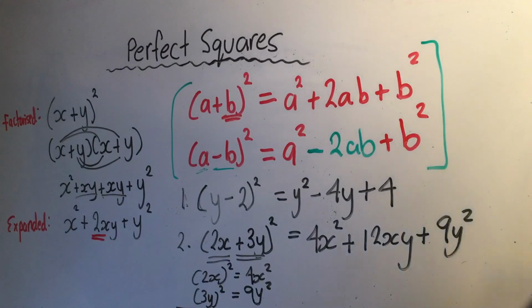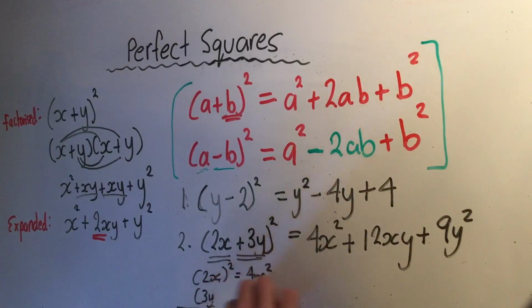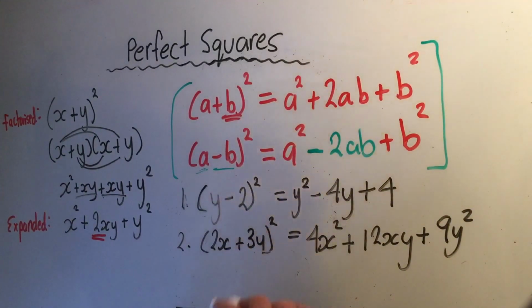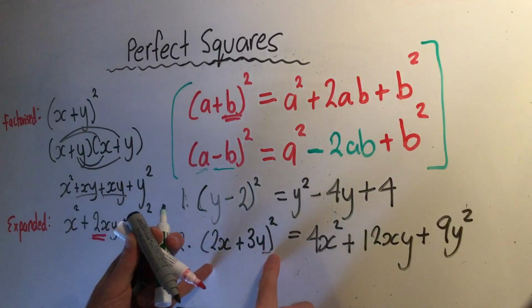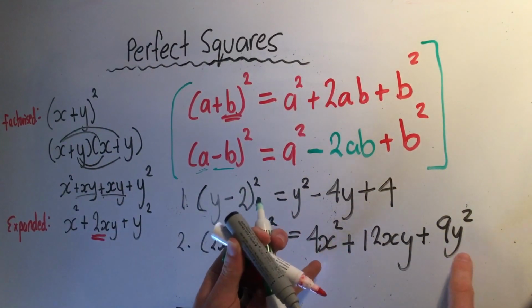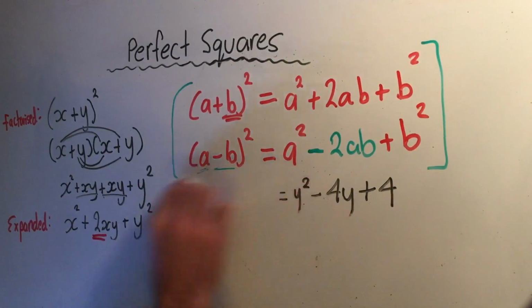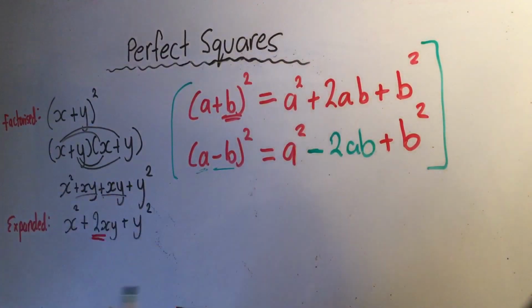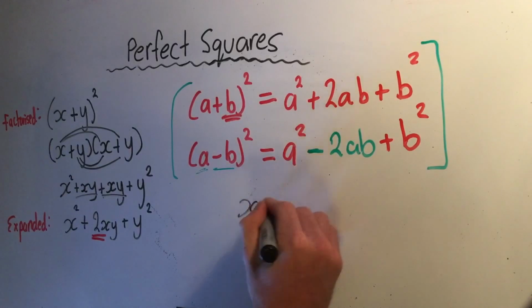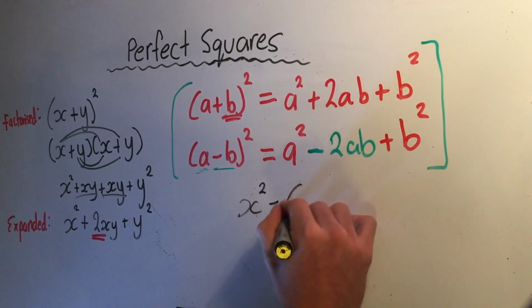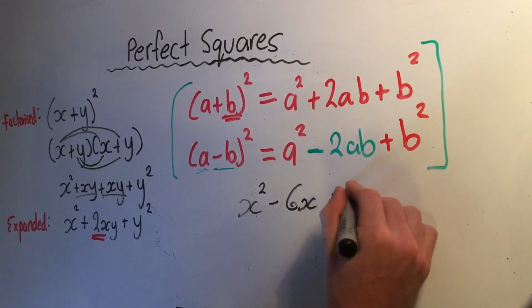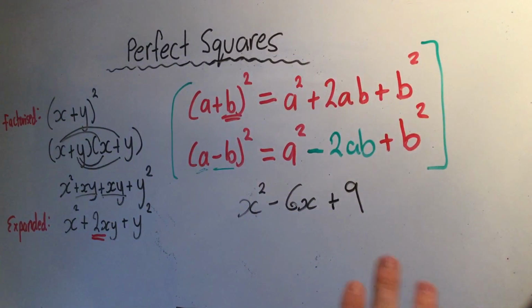Okay, the last thing you need to know is how to identify the perfect square if it is not in the factorized form. So you just see it this way to start off with. Well, let's have a look at that situation. Okay, now you get something that looks like this: x squared minus 6x plus 9. Now, how do you know that that is a perfect square?